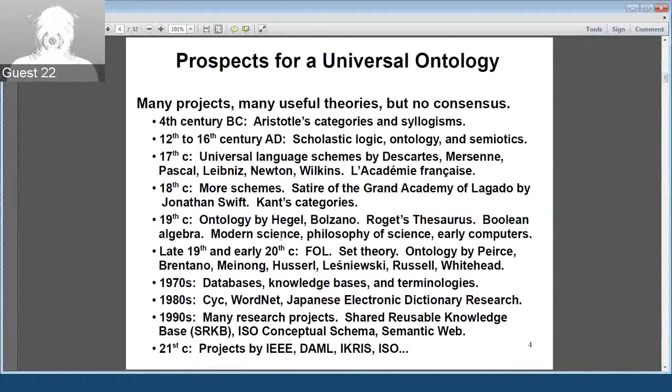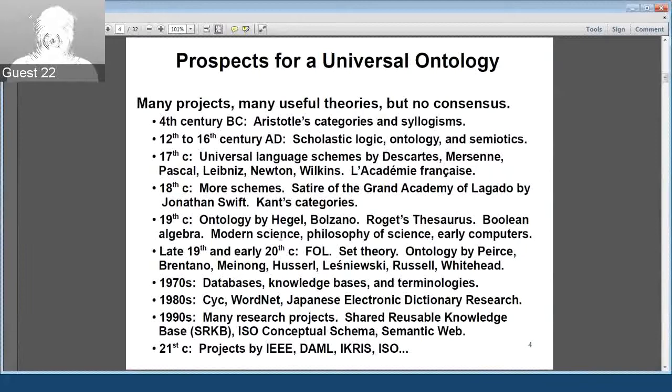And the interesting thing is Roget's Thesaurus, which is based on language, is far and away more successful than any of the formal systems. It became an instant success, and it's still being used by computer systems and people who are working on computer translations of language and everything else. In the 20th century, there are all sorts of ontologies by Peirce, Brentano, Meinong, Husserl, Lesniewski, Russell, and Whitehead. All of these have had a strong influence on the 20th century.